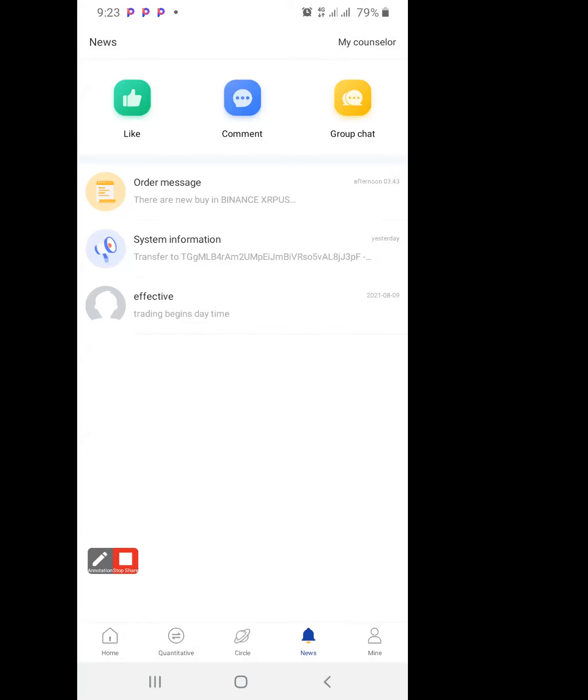Then you have comments, you have group. These are platforms where you can communicate with your counselor or your downlines. So this app also stands as a social media app.